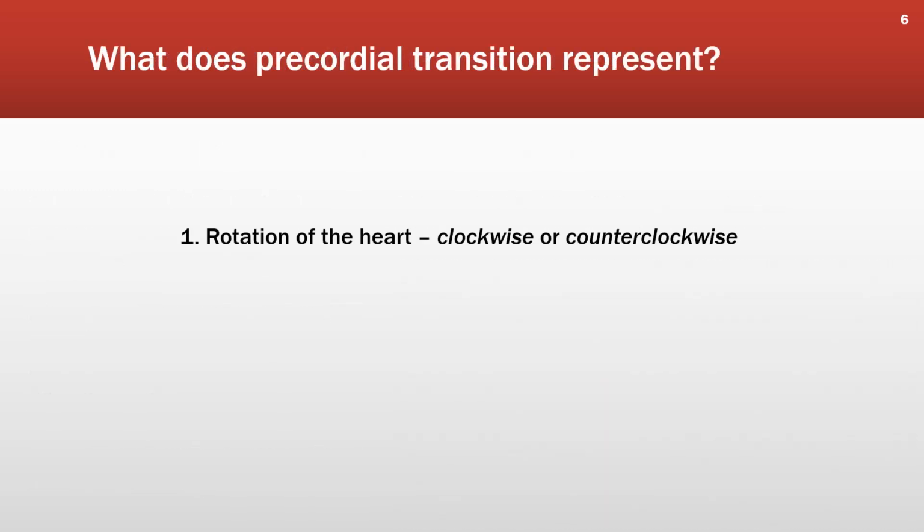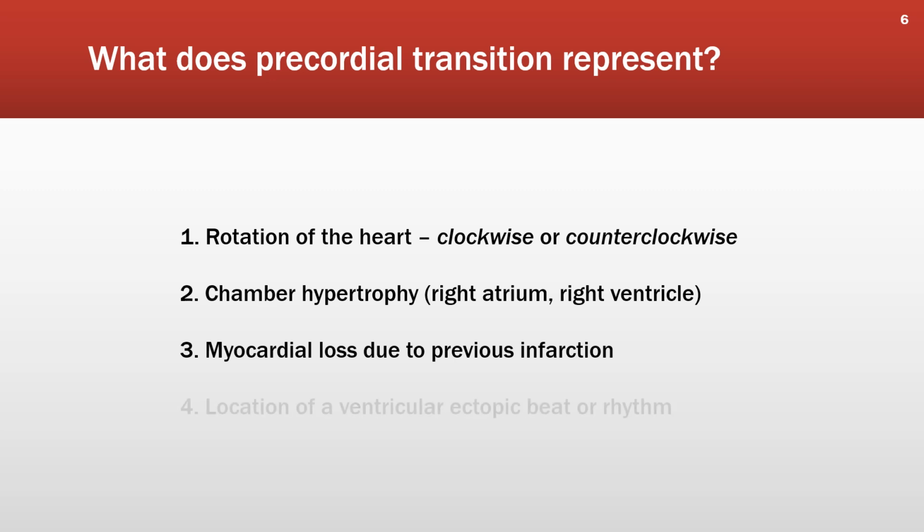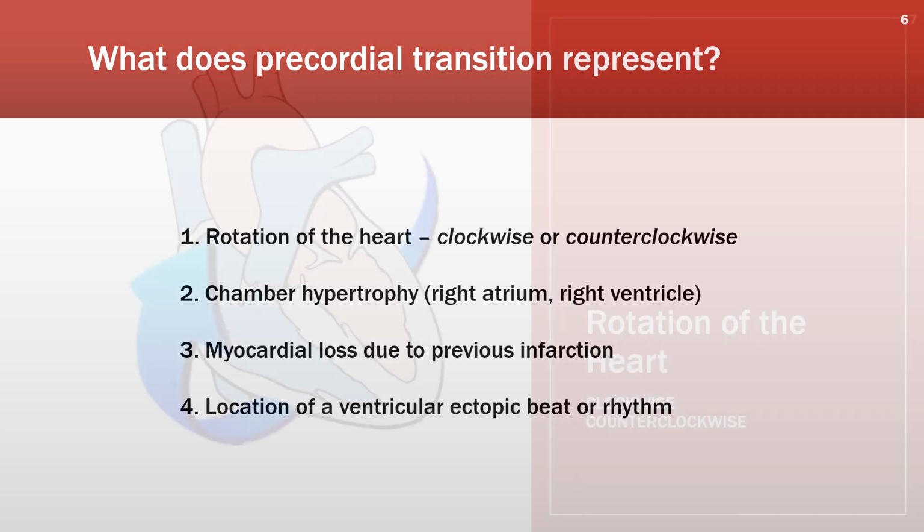Okay, now what does precordial transition represent? First, it represents the rotation of the heart, either clockwise or counterclockwise. For some of you, that would be anti-clockwise. It also represents chamber hypertrophy, usually the right atrium or right ventricle. It often indicates myocardial loss due to previous infarction. And it can also indicate the location of a ventricular ectopic beat or rhythm.